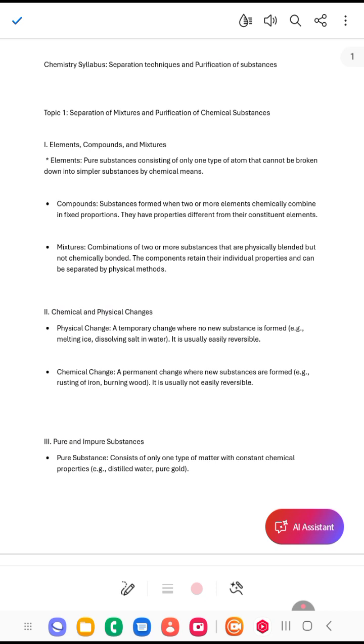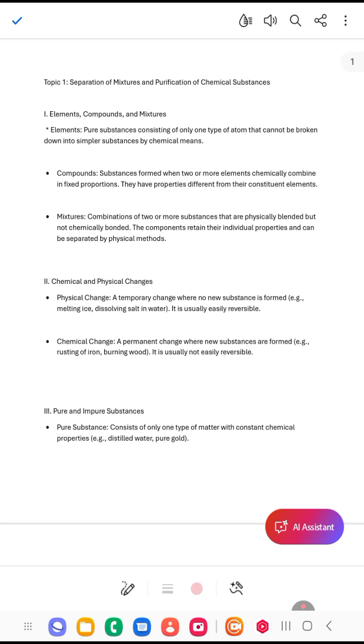Today we will be starting with separation of mixture and purification of chemical substance. Actually, this is the first topic in the JAMB chemistry syllabus, so I'll be treating the syllabus one by one, so as to help you in your coming JAMB examination.